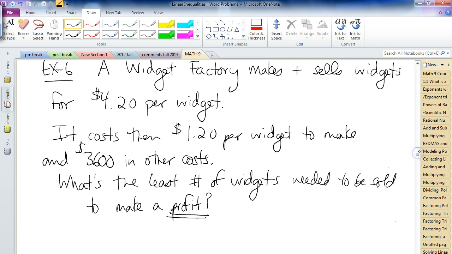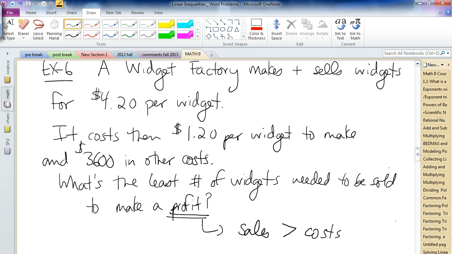Profit means that your sales, or the money that you bring in, is going to be greater than your costs. Right? Can't be equal, because if your sales and your costs are equal, then you break even, you have nothing. There's no profit. I want money. They want money. The widget people want money. So sales greater than costs.